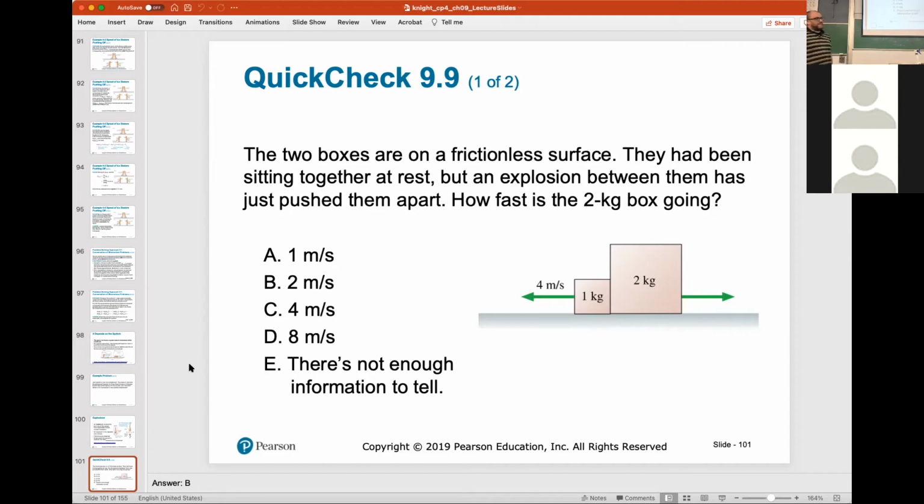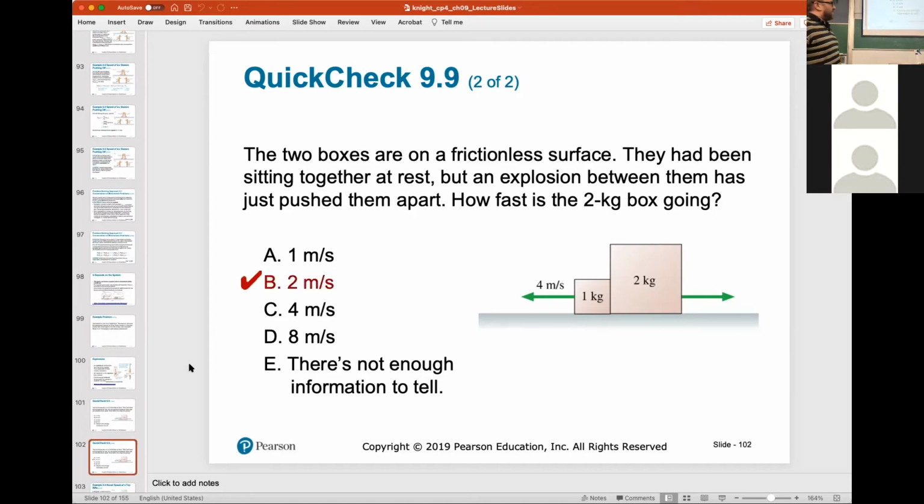Two? You guys all think it's 2? Okay. Yeah, because if we were in medical school, I would just call on people. But I'm not going to do that. Yeah, so if the smaller block is going to the left and it's 1 kilogram and it has a velocity of 4 meters per second, then its momentum is 1 times 4. And so then we need to get 4 on the other side. So we'd have to say, all right, we got 2 kilograms, multiply that by 2 meters per second. So then its velocity has to be 2 meters per second going the other way.